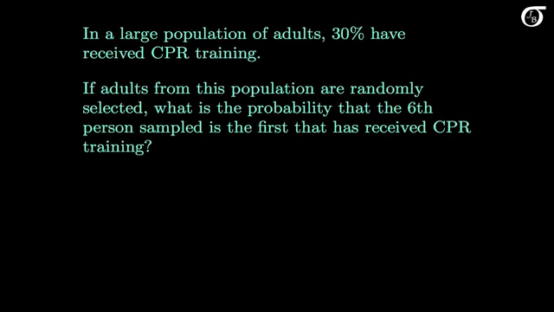Since we are randomly sampling from a large population, it's reasonable to think that the trials are independent. Knowing whether one person has or has not received CPR training doesn't tell us anything about whether the next randomly selected person has it. So this is a geometric distribution problem. We have repeated independent trials. We are interested in the number of trials required to get the first success, the first person with CPR training, and the probability of success is constant. On any individual trial, p is equal to 0.3, or 30%.